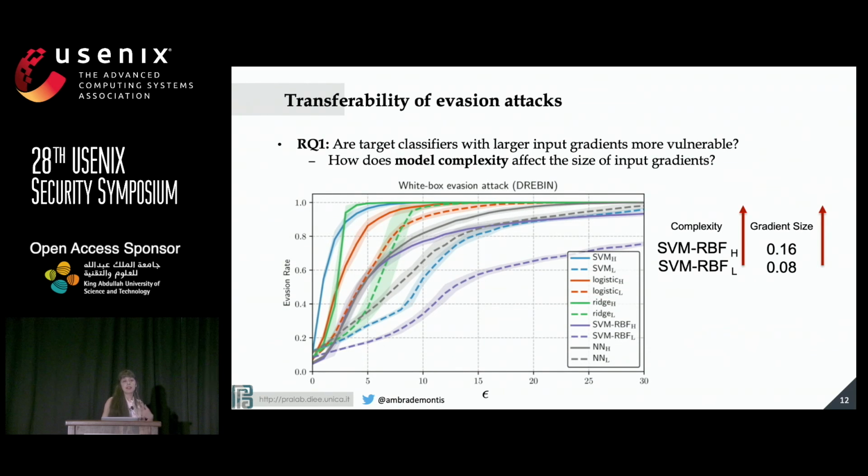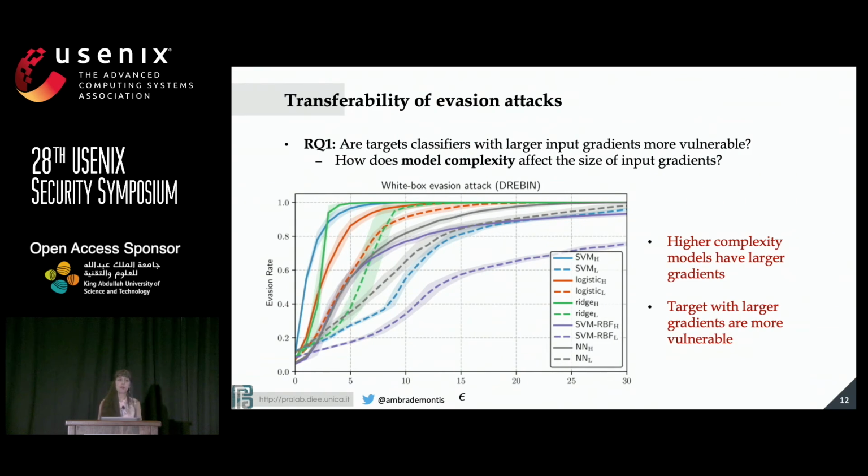So we see that the high complexity classifiers are basically always more vulnerable. And looking at the gradient size, we see that effectively the classifiers that have a higher complexity have a higher gradient size. So basically, higher complexity models have a larger gradient, and targets with a larger gradient are more vulnerable.